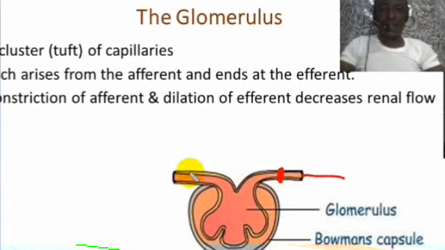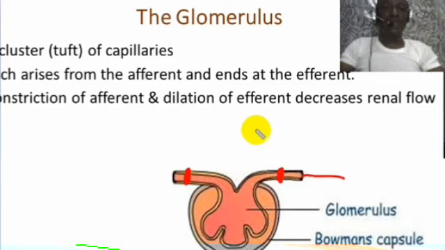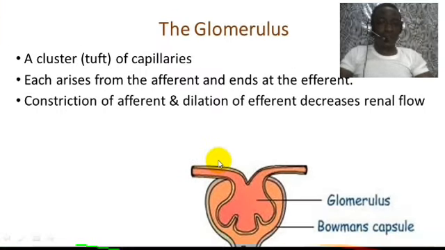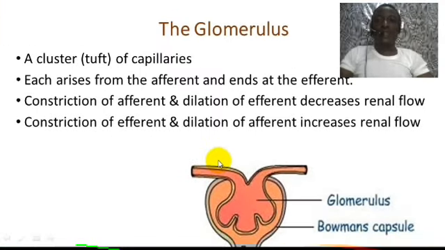However, if this part of the nephron is occluded or constricted, and this part is dilated, there will be an increase in renal blood flow. So take note of that. Going forward, constriction of the efferent and dilation of the afferent arterioles will increase renal blood flow, or blood flow to the kidneys. The glomerulus is purely arterial. There are no veins in the glomerulus.